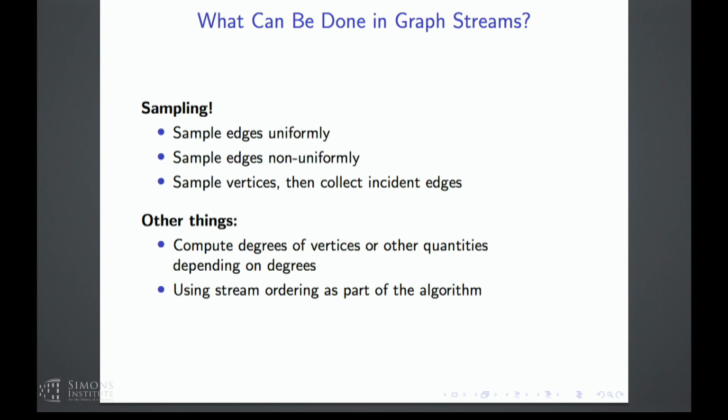So the main thing that can be done in graph streams is sampling. We can sample edges uniformly, non-uniformly. We can also sample vertices and then collect incident edges on them. Other things that can be done easily are computing the degrees of vertices or some other quantities that depend on the degrees. And finally, some algorithms also take the ordering of the stream into account.